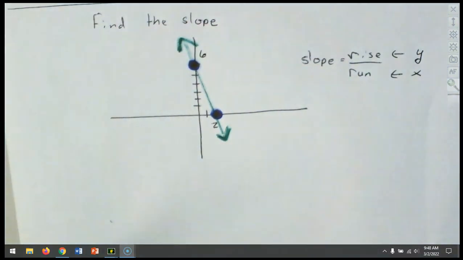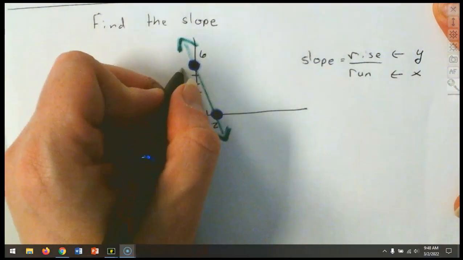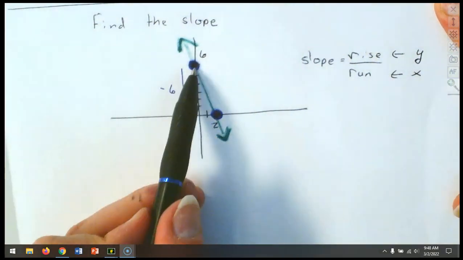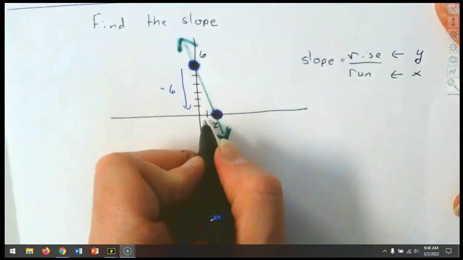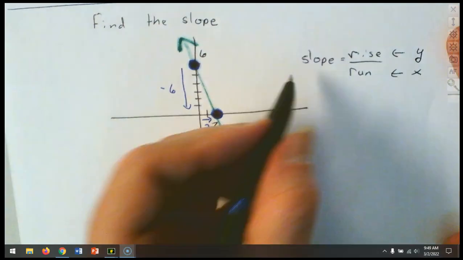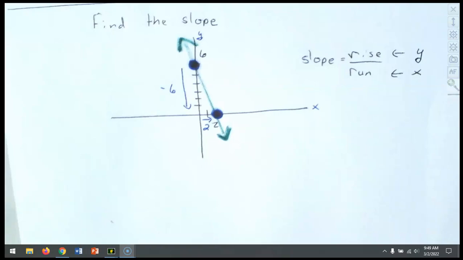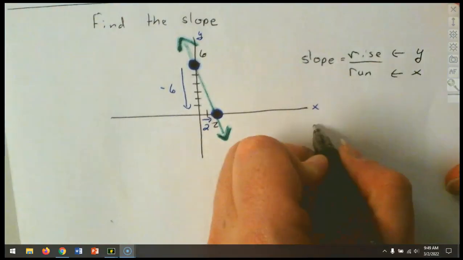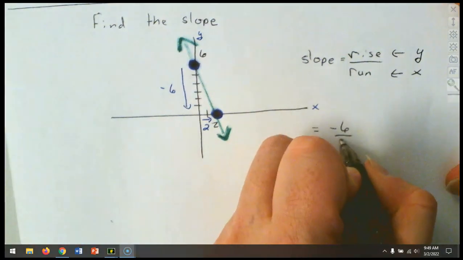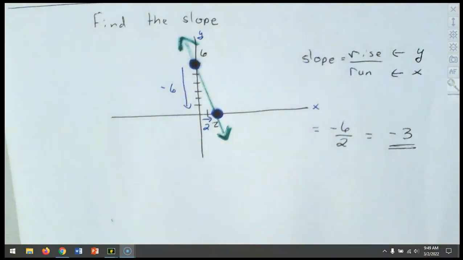So what do we have to do to go from this point to this point? Well, we're going to have to go down 6, and then you're going to have to go over 2. So this is your x part. This is your y part. So what would my slope then be? Slope is y over x, which is going to be negative 6 over 2. And you always reduce it, and so that's going to come out to then be what?